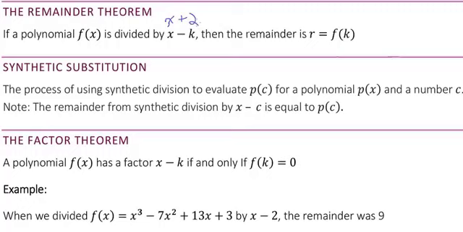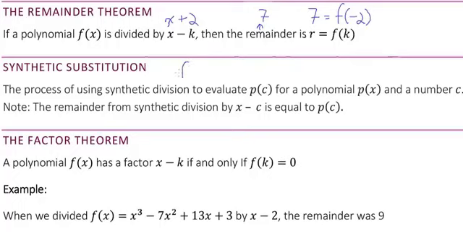So if I divided by x plus 2, and the remainder, let's say, came out 7, then that would mean that if I took f of negative 2, the opposite sign of x plus 2, then it would come out to be 7. And we saw that on the previous examples. And so that process of using the remainder theorem is called synthetic substitution.